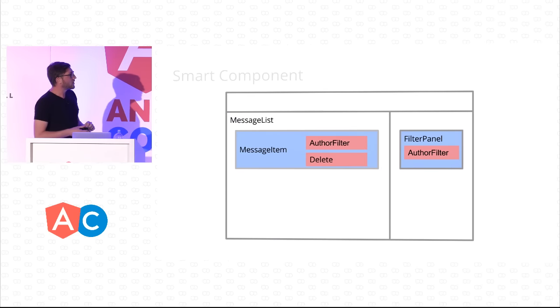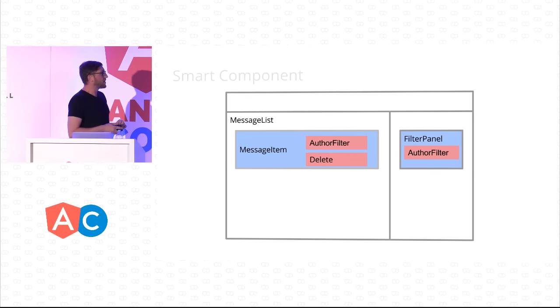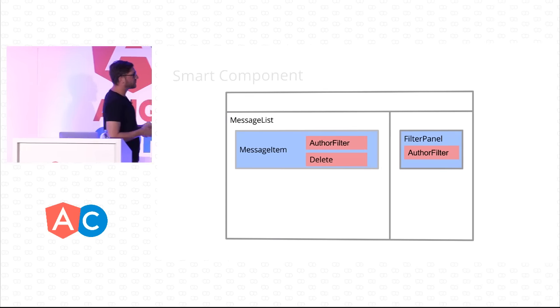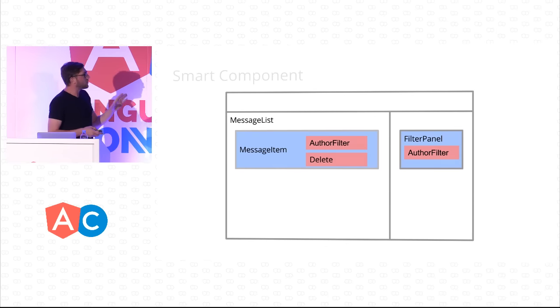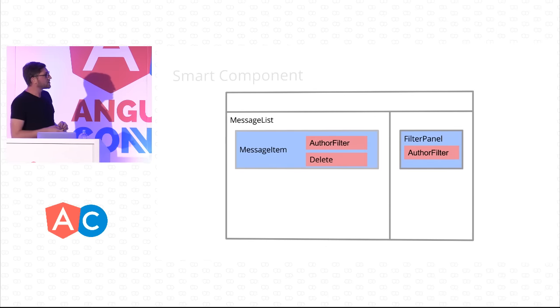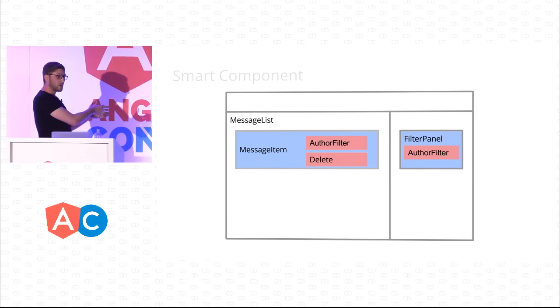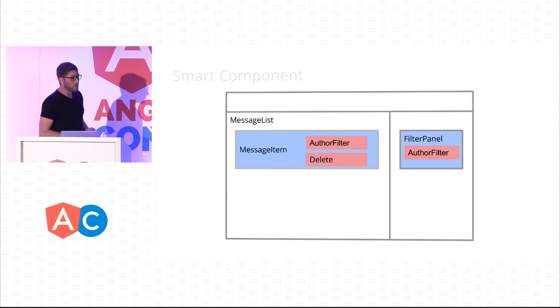In this case, we want to filter our messages by an author. We have on the right a filter panel, and on the left our messages list. A user wants to click either on the author in the message to filter the message list, or on the filter panel.